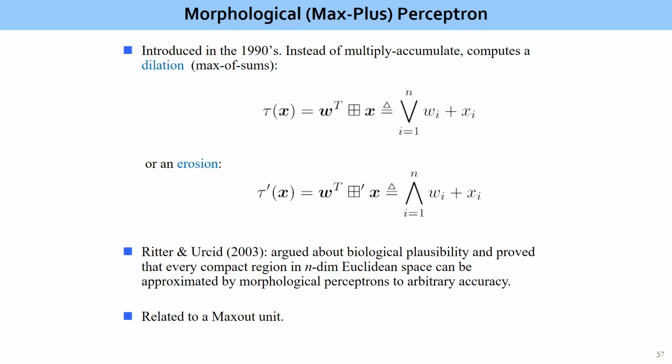Ritter and Urcid, 20 years ago, argued in a nice paper about the biological plausibility of this max-plus perceptron. Obviously, it's related to a maxout unit. I mean, it's a special case of a maxout unit.